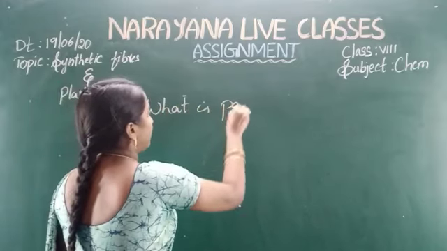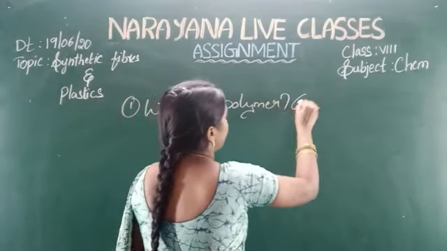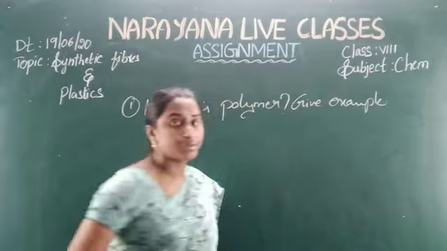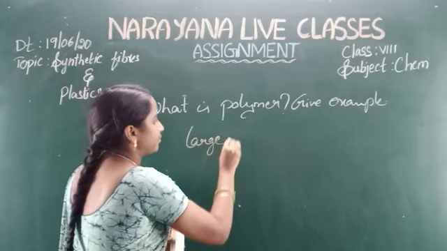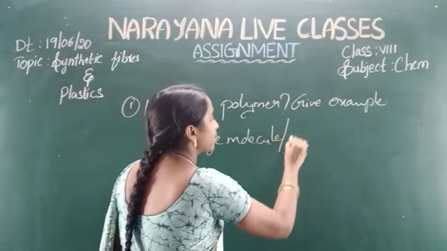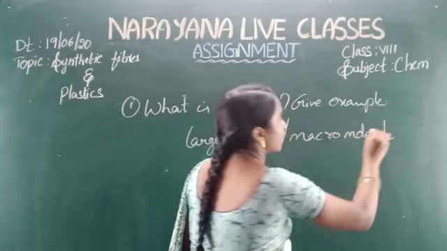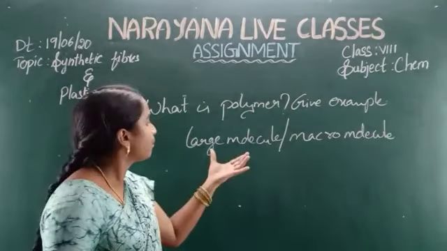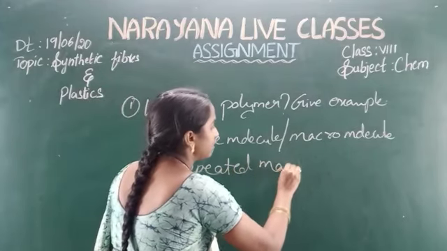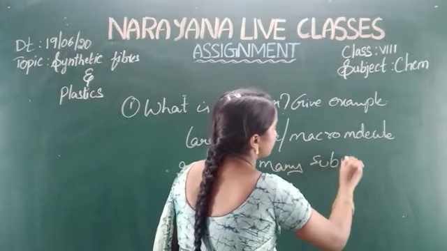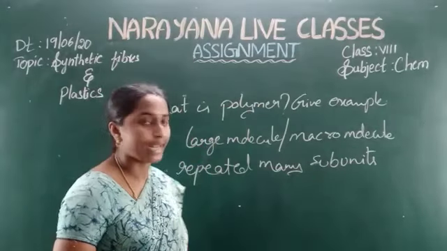What is polymer? Give example. So, polymer is a large molecule or macromolecule. Macro means big. A macromolecule which is made up of repeated units, many subunits. Here generally each subunit is called a monomer.